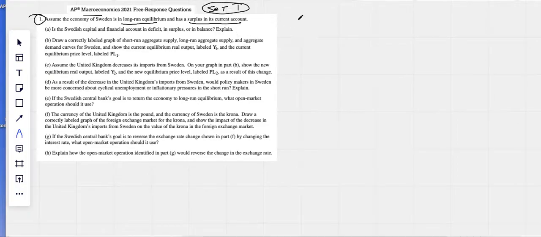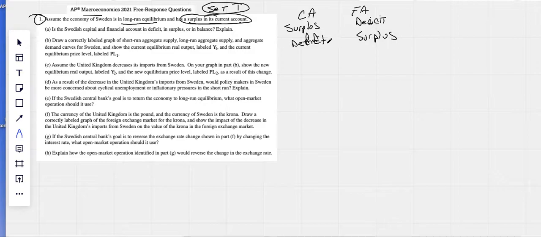If we have our current account, we have our financial account, we know that something we should just keep in mind here is that if our current account is in a surplus, then we have to have a deficit in our financial account. Understand that if we had a deficit in our current account, we had to have a surplus in our financial account.